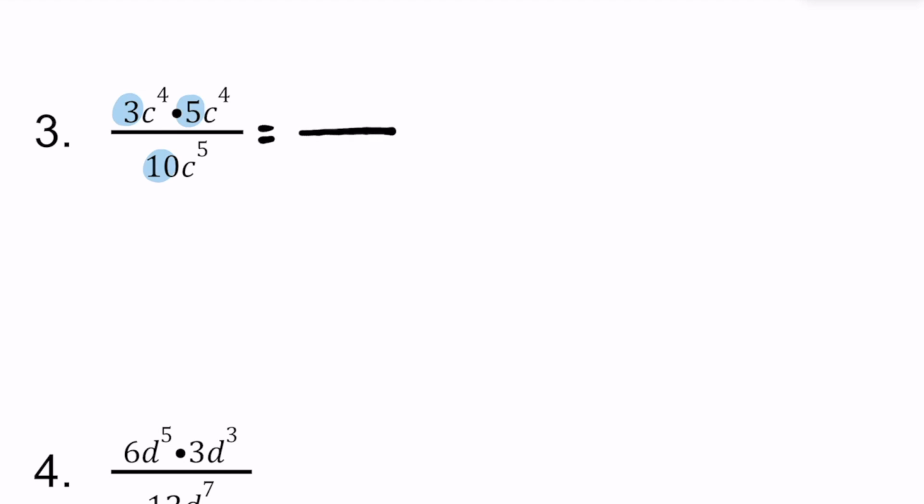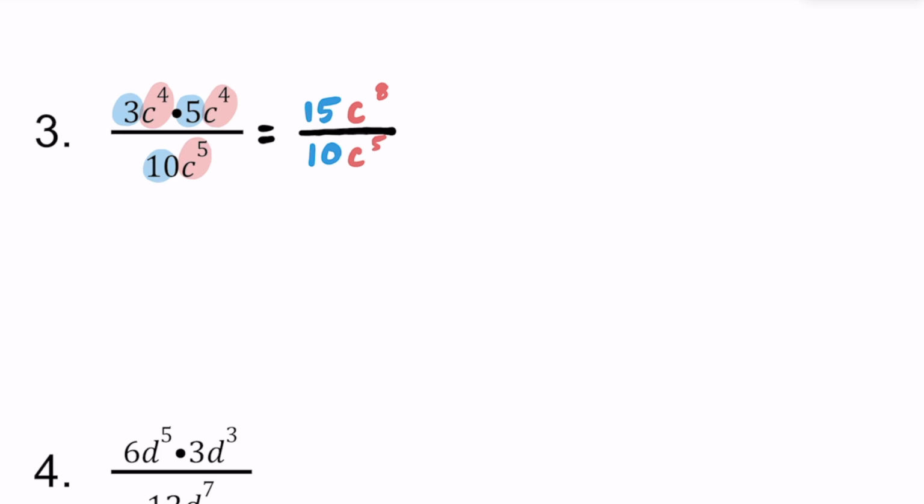So let's do the product on top first. So 3 times 5 is going to be 15. And then the 10 is just going to stay as a 10 on the bottom for now. Then looking at our variable parts here, we have c to the 4th power times c to the 4th power. Using the product property, 4 plus 4 is going to be 8. So we're going to have c to the 8th power. And then on the bottom here, let's just keep the c to the 5th power as it is for now.